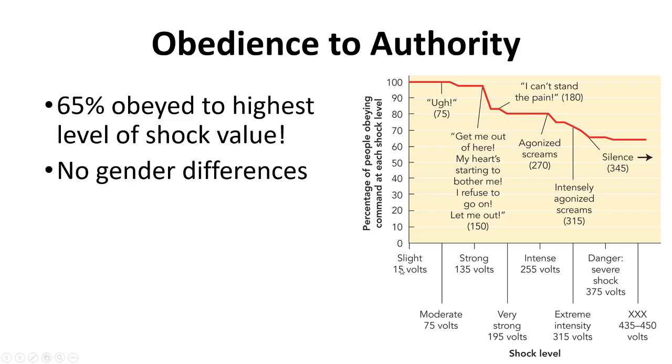And remember, there were no actual shocks delivered. This is just what the participant thought they were delivering. So from a very mild 15-volt shock up to severely dangerous and potentially deadly 300 to 400-volt shocks. And this is just indications of what the confederate would say, what the actor was doing in response to these fake shocks.